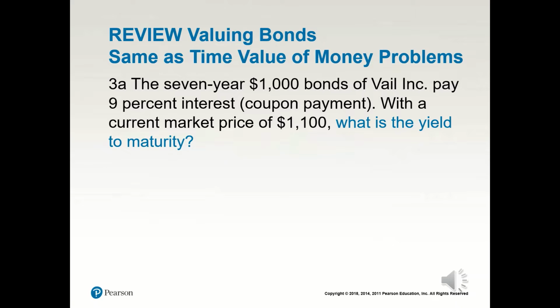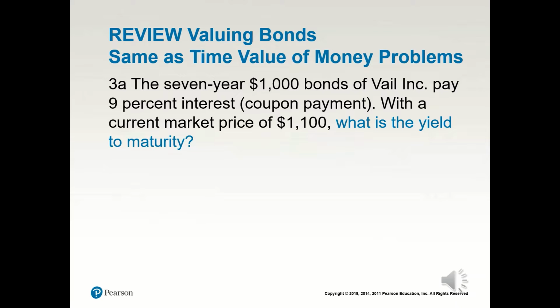It's asking us to compute the yield to maturity on a $1,000 bond that has a current price of $1,100. Based on what we already know about the relationship between bond prices and their yields, we know that when a bond is being sold at a premium like this one, the yield to maturity is going to be lower than the coupon rate of 9%.